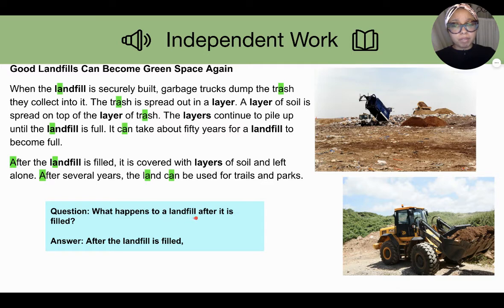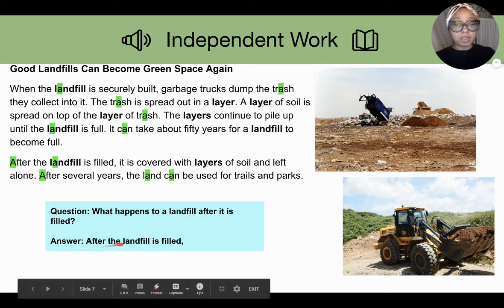What happens to a landfill after it is filled? You can pause the video now to reread this section of the text by yourself, and then you can press play when you are ready to continue and answer this question. What happens to a landfill after it is filled? Your answer can start this way. After a landfill is filled, a new layer of soil is placed on it, and it is left alone for many years.